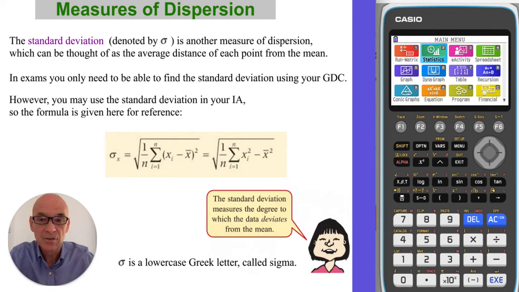The standard deviation, notated by the Greek letter sigma, is another measure of dispersion of the data. It can be thought of as the average distance of each data point from the mean. In exams, you only need to be able to find the standard deviation using technology, i.e. using your calculator. However, you may use standard deviation later on in the course in your IA, so the formula is given here for reference.